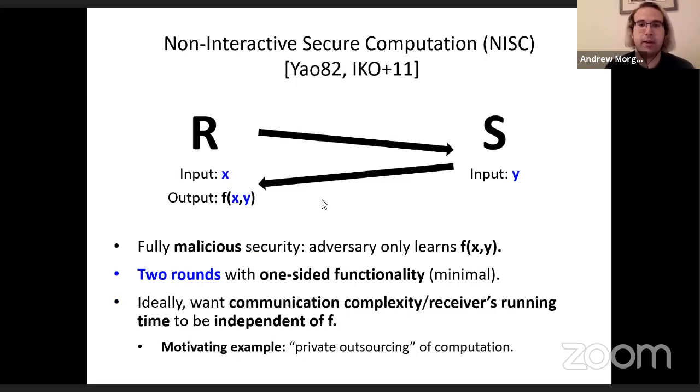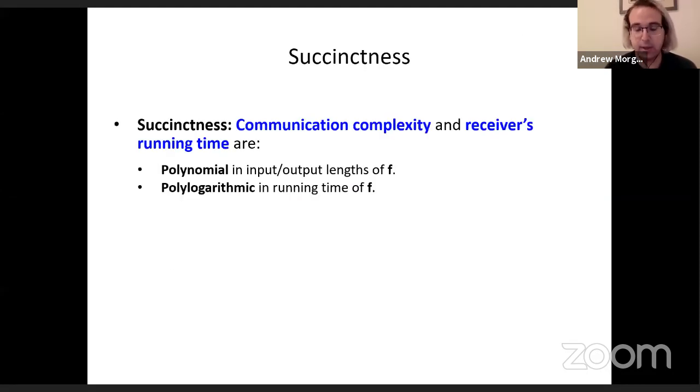Furthermore, we'd like to minimize interactivity in terms of communication complexity. If we think about a private outsourcing of computation type setting where a weak receiver or the client wants to outsource a complex computation to a powerful sender, the server, then it would be great if we could optimize both the communication complexity and the receiver's running time of a NISC protocol to be independent or nearly independent from the functionality being computed. Formally, we'll call a NISC succinct if both these complexities are polynomial only in the functionality's input and output length and polylogarithmic in its running time.